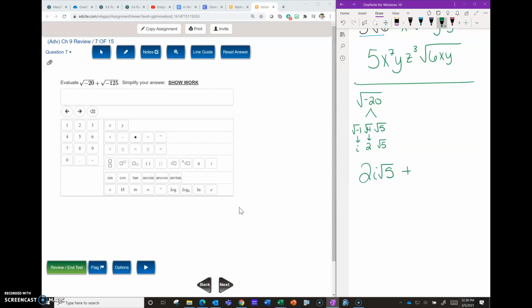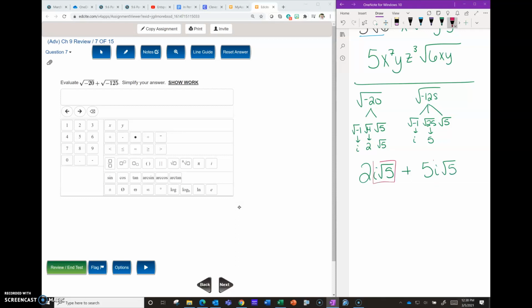It says plus the square root of negative 125. You've got that square root of negative 1, and then you want a perfect square times something else. We would do 25 times 5. Square root of 25 is 5. The square root of negative 1 is i, and we have that square root of 5.